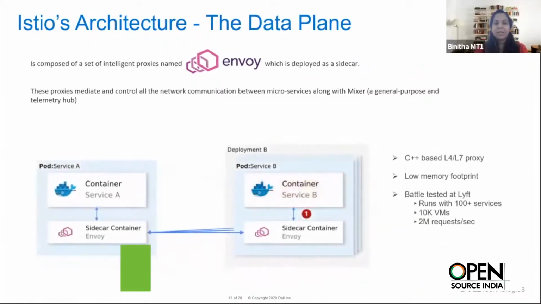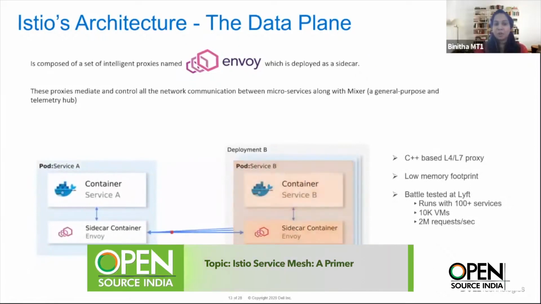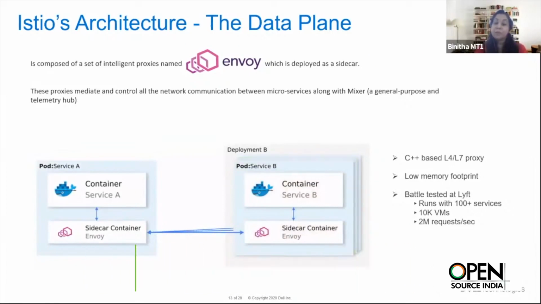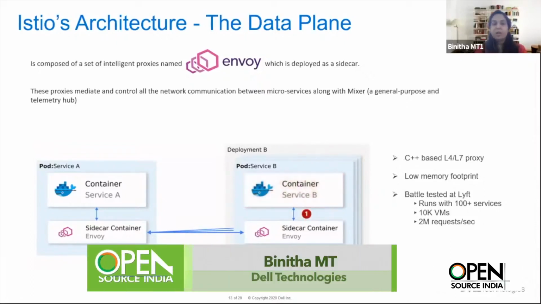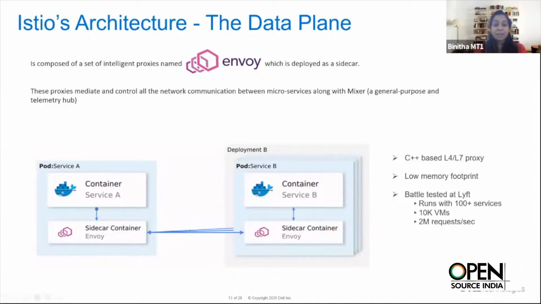So, like I said, the data plane is composed of a set of intelligent proxies named Envoy, which is deployed as a sidecar. You will hear people say sidecar, or proxy, all permutations and combinations of these, but essentially all of them mean a proxy. Envoy was actually made by Lyft, it's built in C++, and it has a lower memory footprint. All your inbound and outbound communication has to go via this proxy.